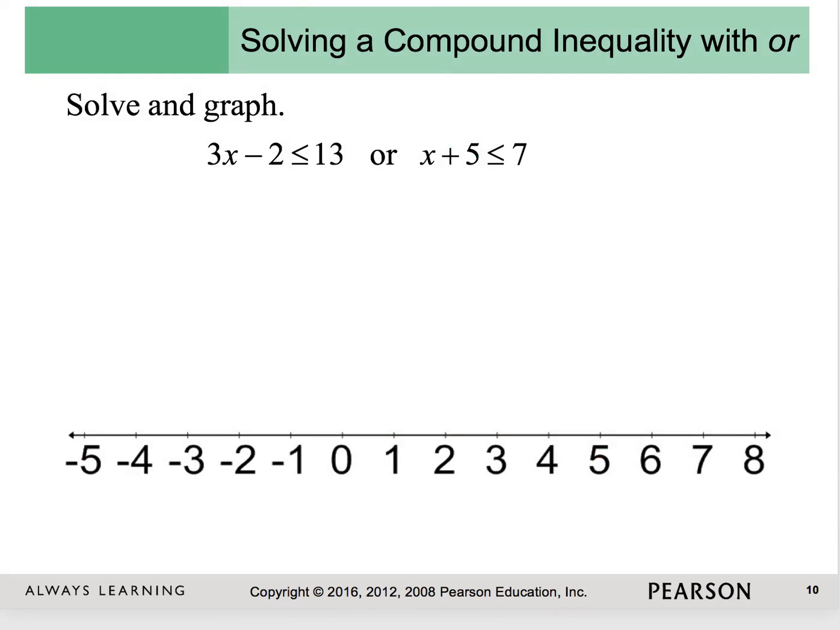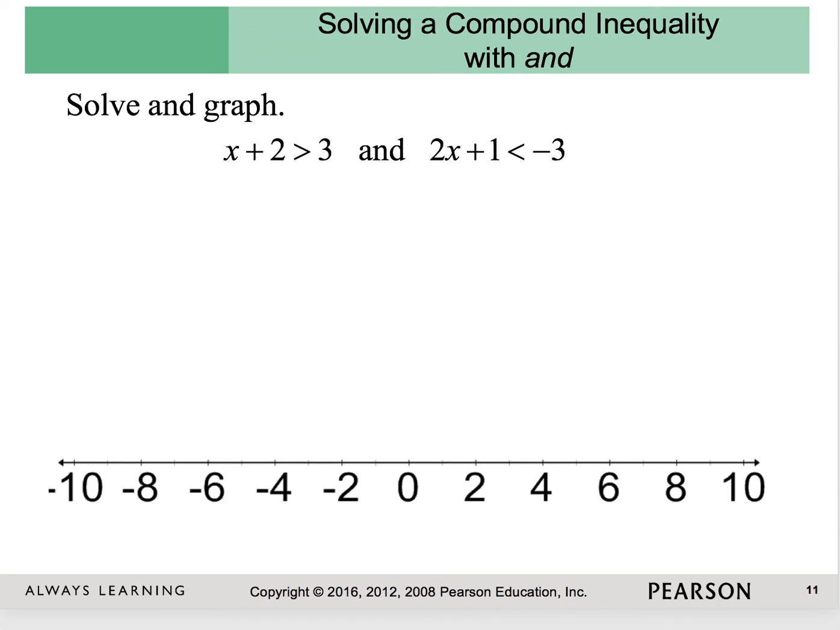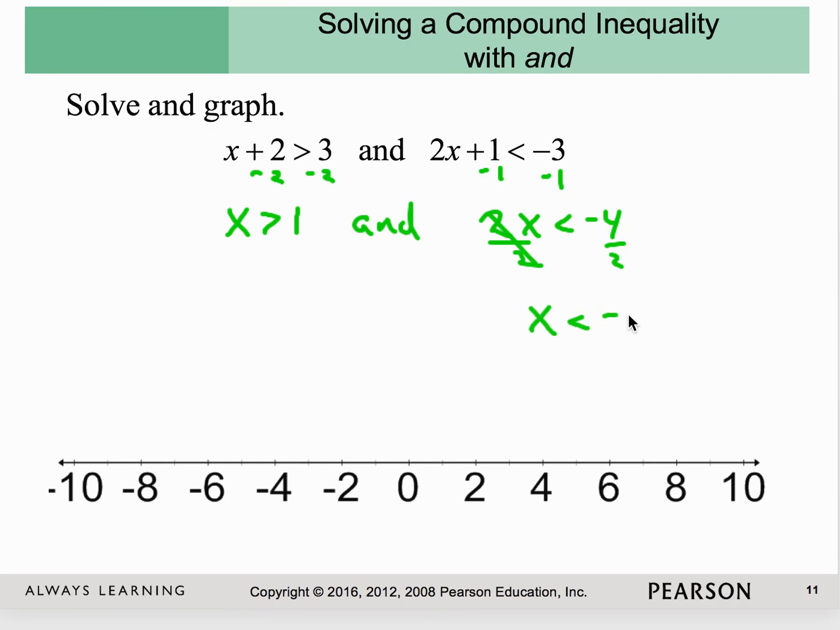One more. Okay, let's subtract 2. So we have x is greater than 1. It's an and. Let's subtract 1. 2x is less than negative 4. X is less than negative 2. All right, one at a time. X is greater than 1. Here's 1. Parenthesis. Okay, x is less than negative 2. Here's negative 2, and the arrow's facing this way.